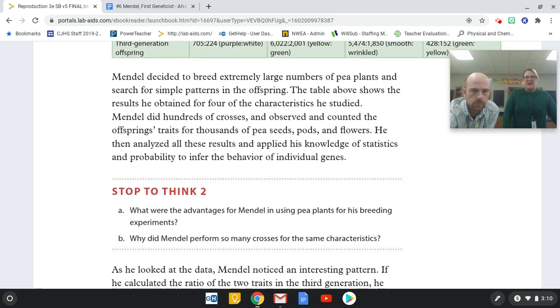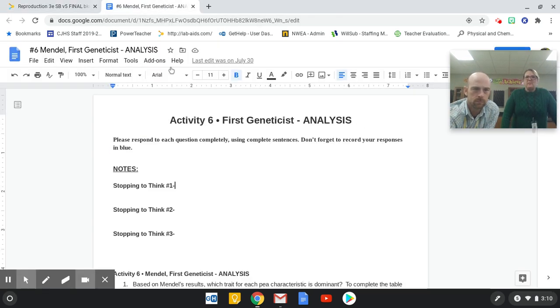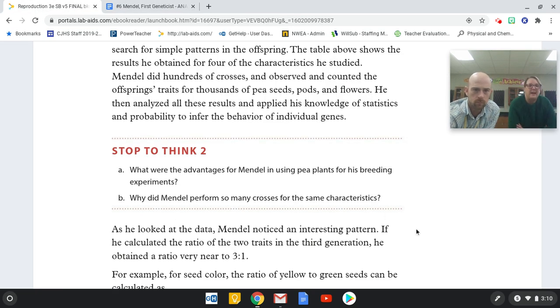At this time, we want you to stop and respond to stopping to think question number 2. Please notice that there are two parts to this question, and you are responsible for answering both parts. Again, you will record your responses on your analysis document underneath stopping to think number 2. So, part A asks this: What were the advantages for Mendel in using pea plants for his breeding experiments? And part B: Why did Mendel perform so many crosses for the same characteristics?